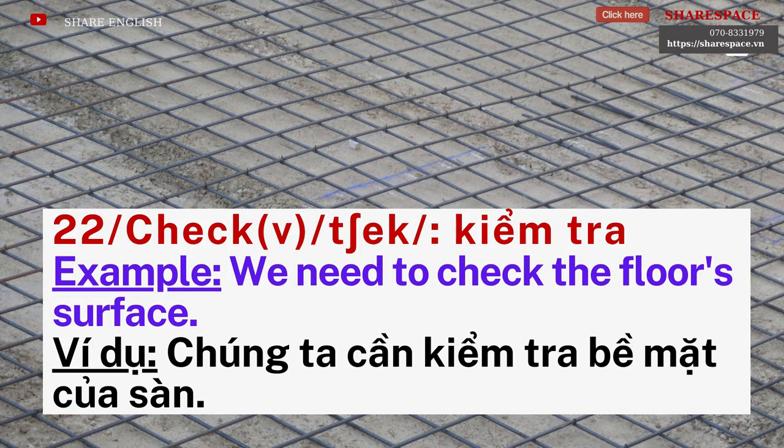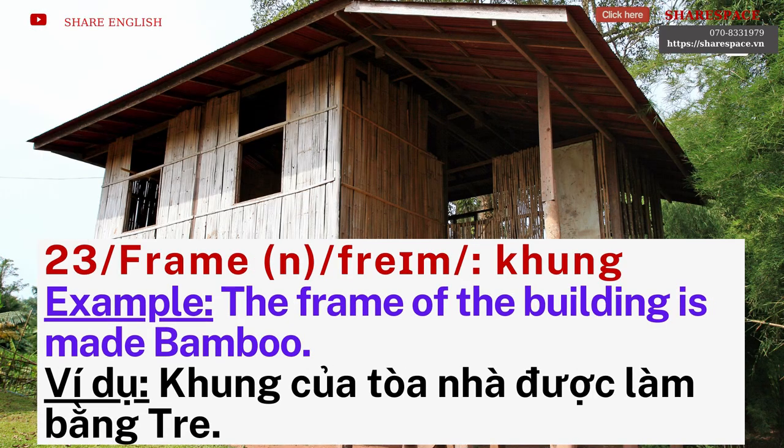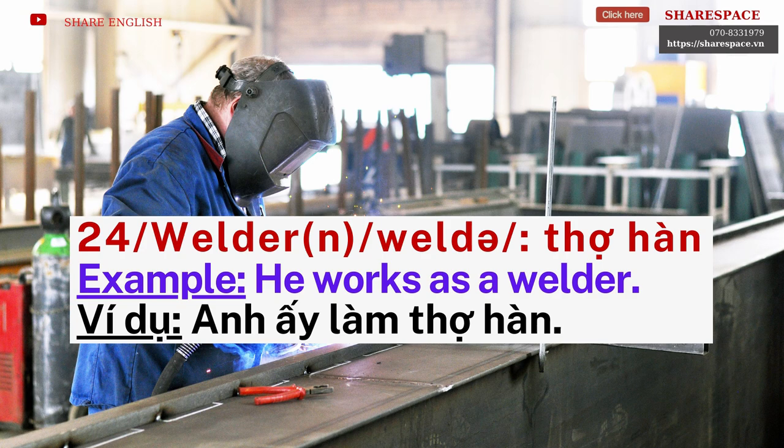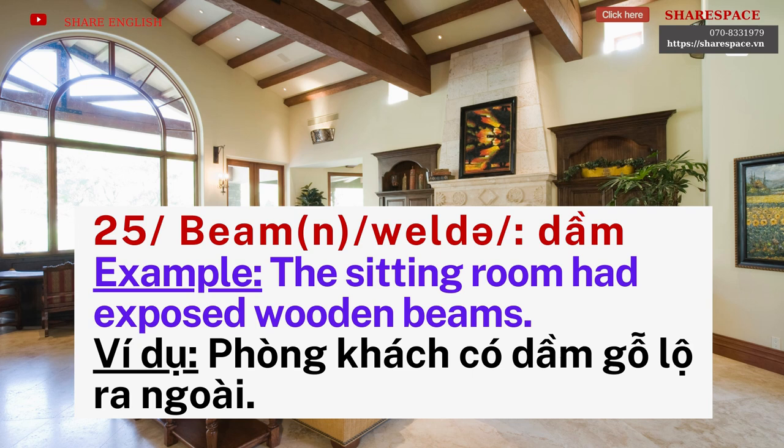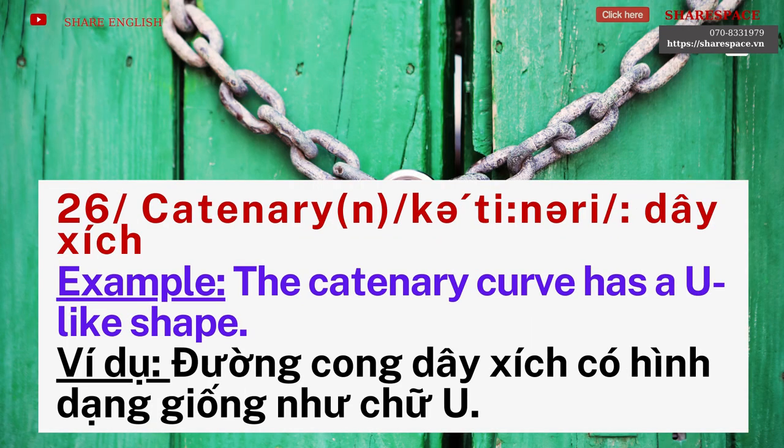Check. We need to check the floor's surface. Frame. The frame of the building is made of bamboo. Welder. He works as a welder. Beam. The sitting room had exposed wooden beams. Catenary. The catenary curve has a U-like shape.